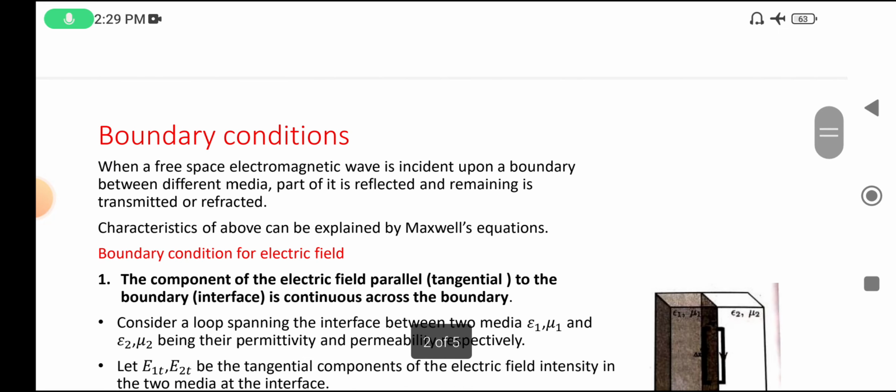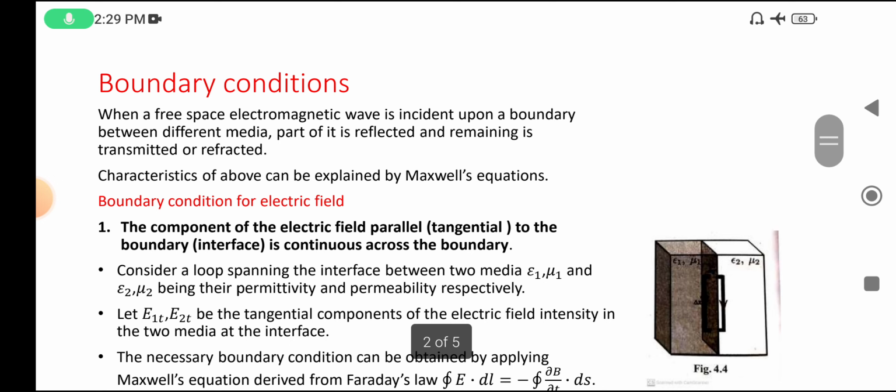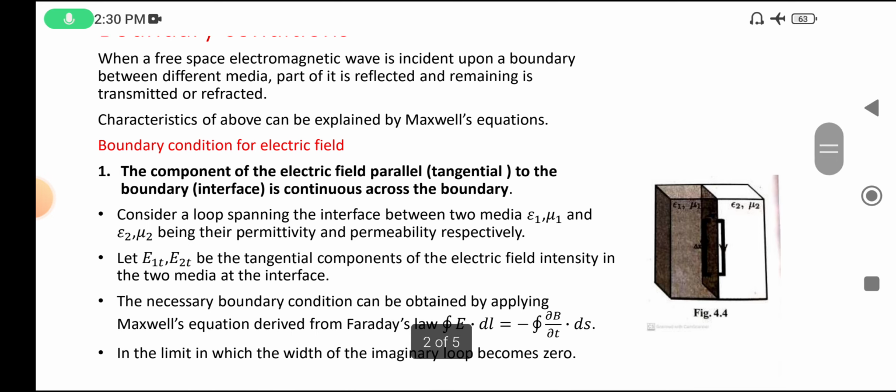So today's topic is boundary conditions. These are the boundary conditions in electromagnetic induction only, or electromagnetic waves only. Why? Because we already have the separate boundary equations or conditions in electricity and in magnetism. So it is a combined effect. Okay, so let me start.